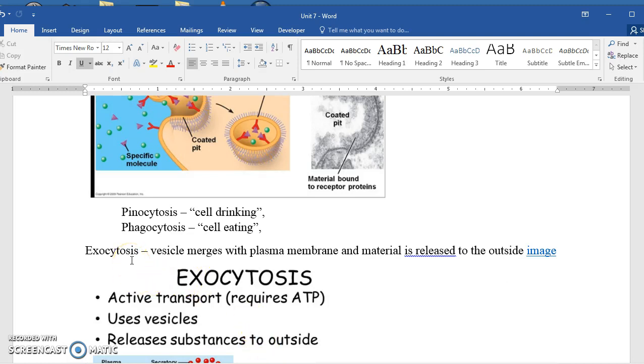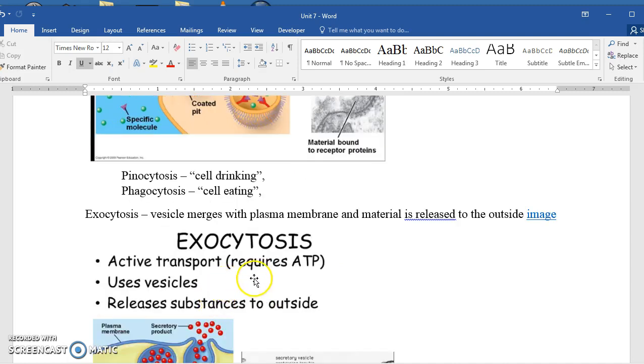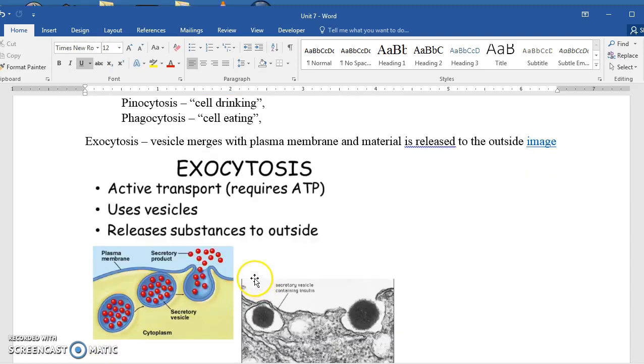Exocytosis is pretty much the opposite of endocytosis. That's where a vesicle inside the cell will merge with the plasma membrane, and whatever is in the vesicle is released to the outside. It's exiting the cell. It does require ATP, and some vesicle is usually used. So the vesicle contains some kind of a material, some kind of a chemical that may have been produced by the cell. Could be a hormone.